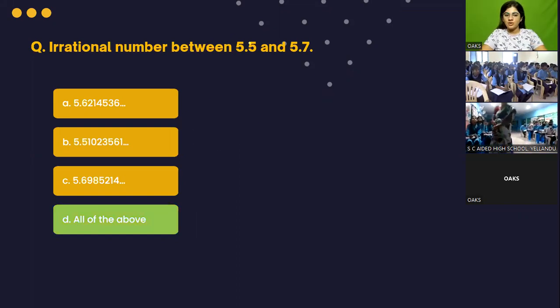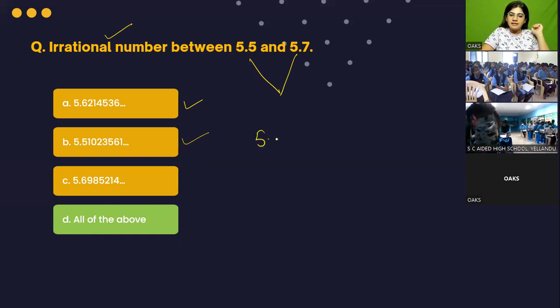Okay, great. So you all remember the definition of irrational numbers. Between 5.5 and 5.7 we have to find an irrational number. So starting from 5.6, it could be any number. Now 5.6214536 and so on, it is an irrational number between 5.5 and 5.7. Now 5.5 something, it is also an irrational number. 5.6 something, it is also an irrational number. Can you tell me, is this an irrational number between these two numbers?